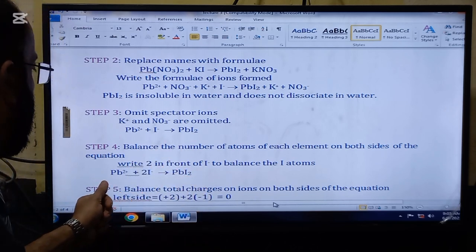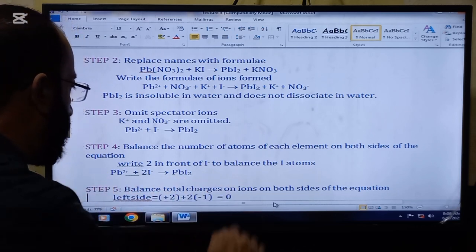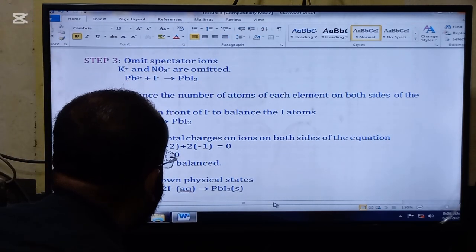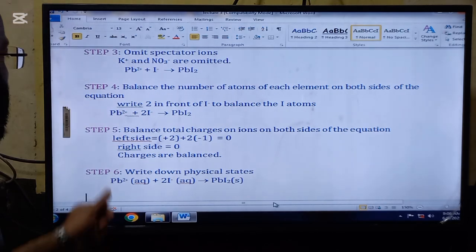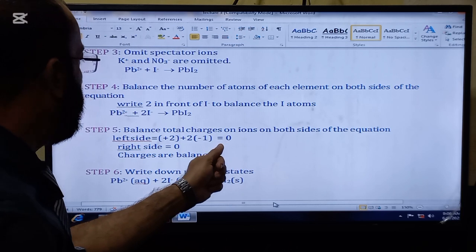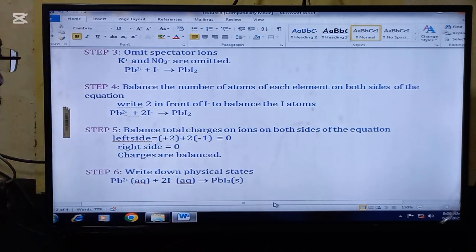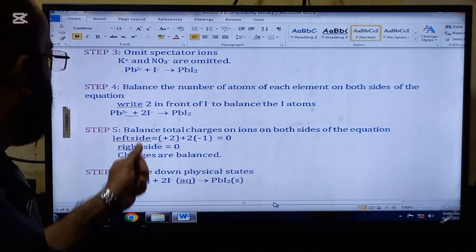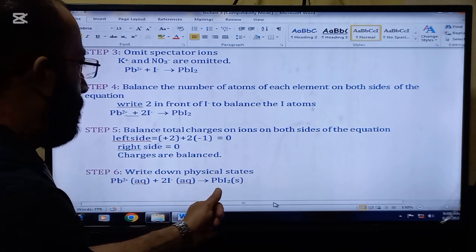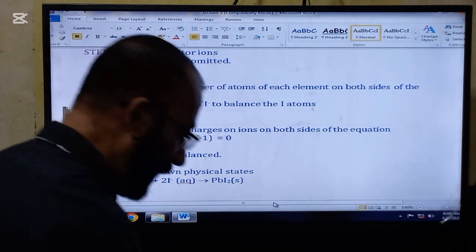So at this step, if you look, 1 Pb and 2 I, so the number of atoms are balanced. Next step is to balance the charges on the ions on both sides. On the left hand side, you can see +2 -2 will be equal to 0. And on the right hand side, the charge is 0. So charges are balanced. And the final step will be to write the physical state. So Pb2+ and I⁻ are in aqueous form and PbI2 is a solid. So this is the equation that is balanced.